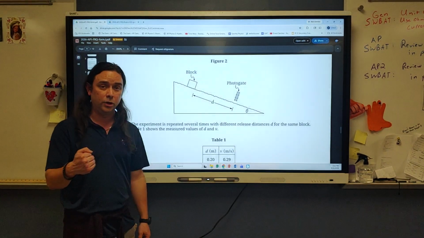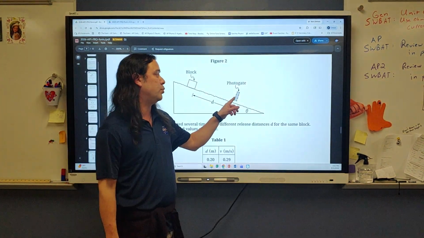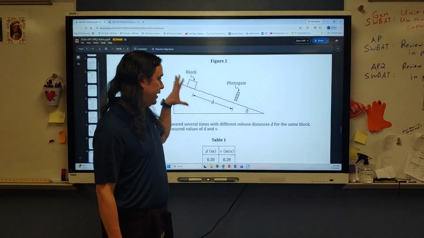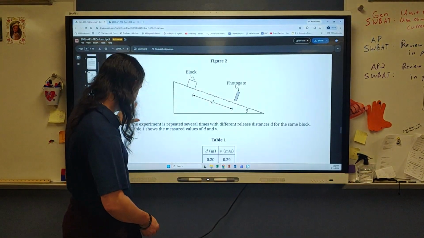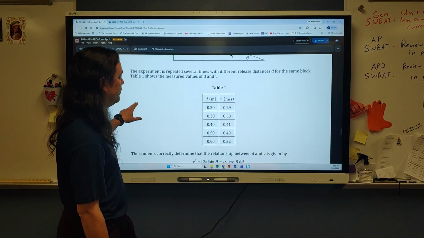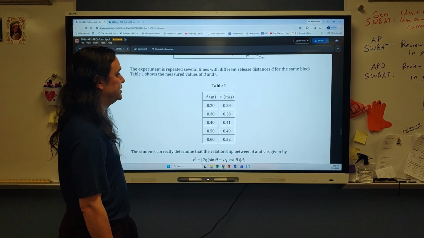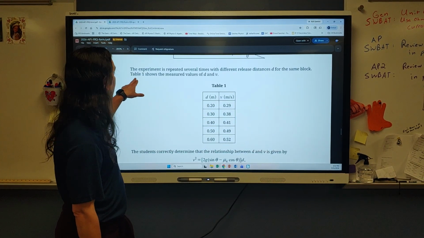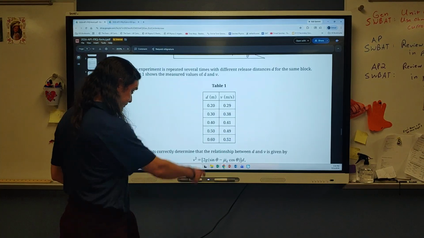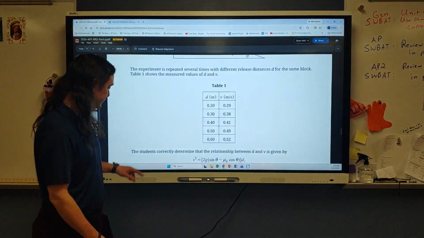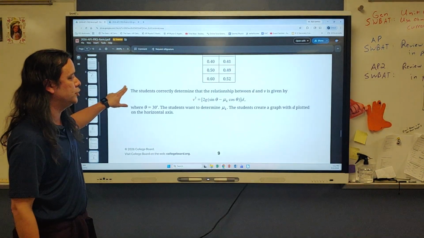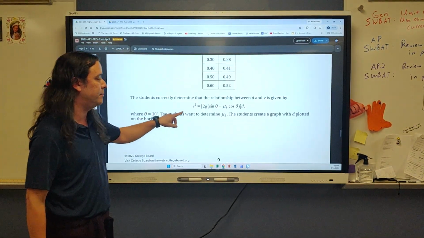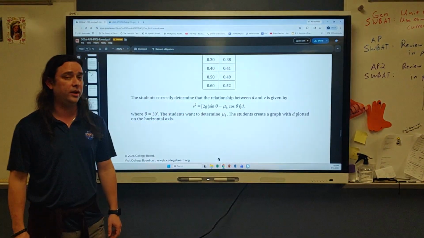So they have a similar but different experiment. In this one, they're not measuring the actual heights, the vertical heights. We're looking at it from a kinetic energy viewpoint. The experiment is repeated several times with different release distances d for the same block. Table 1 shows the measured values of d and v. The students correctly determined that the relationship between d and v is given by this unpleasant looking equation.